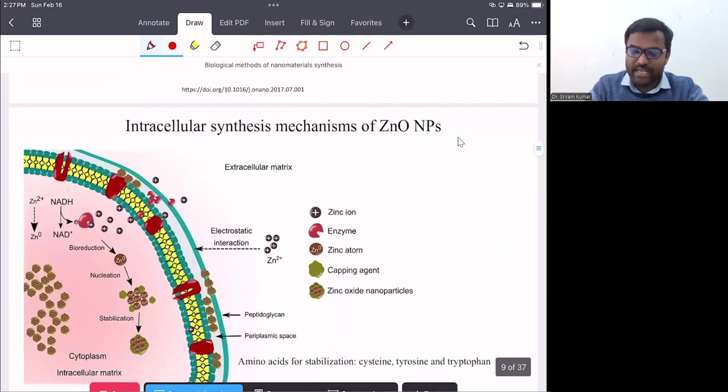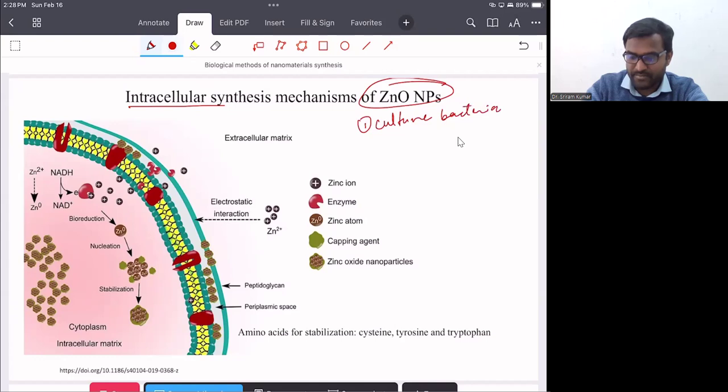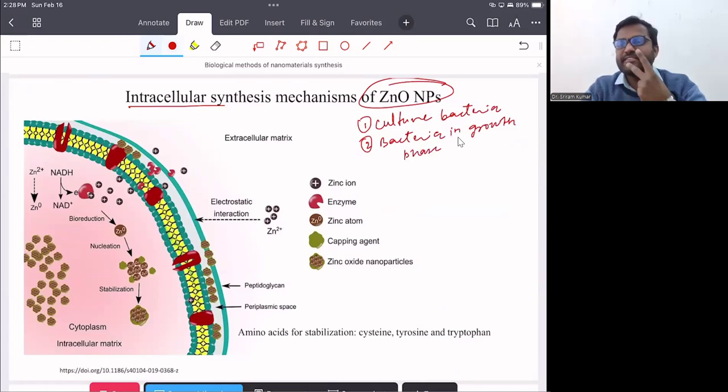Okay, now let's understand with a specific example how this mechanism synthesizes nanomaterials. Let's take the example of zinc oxide. We have a cell here. In the intracellular mechanism, first we need to culture bacteria, and second, we should always use bacteria in the growth phase. So when we culture the bacteria, we need to always use that bacteria in the growth phase conditions.